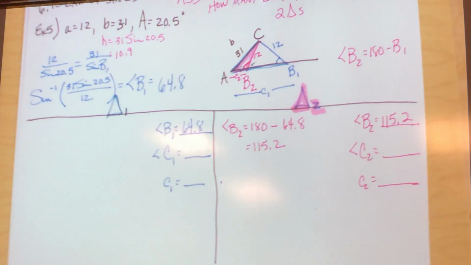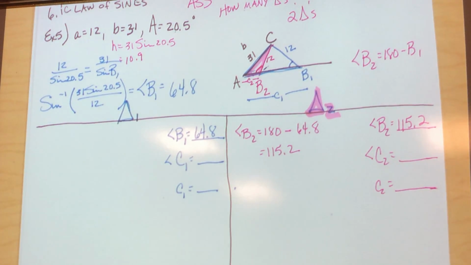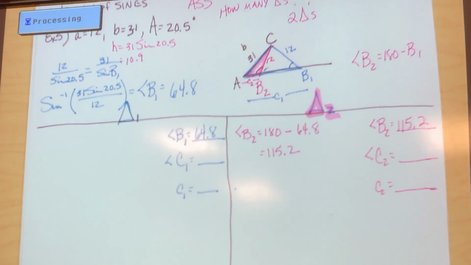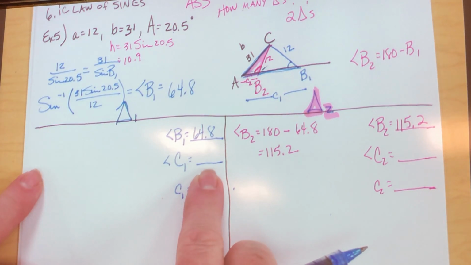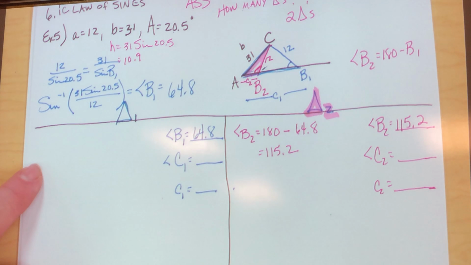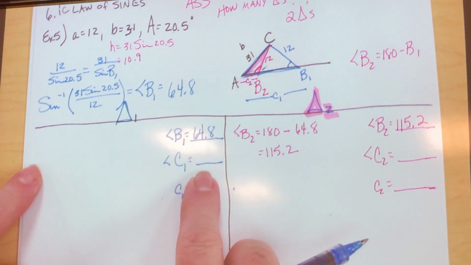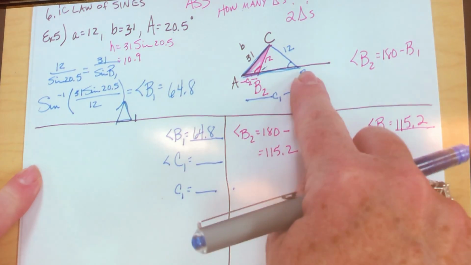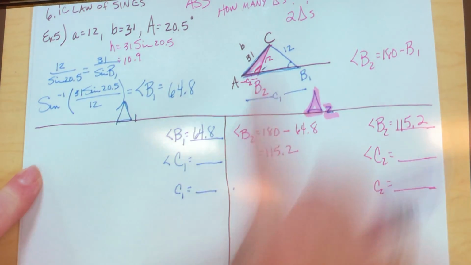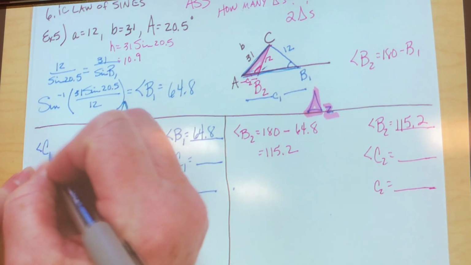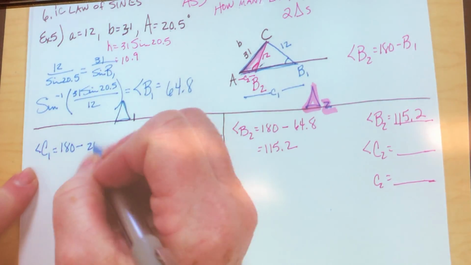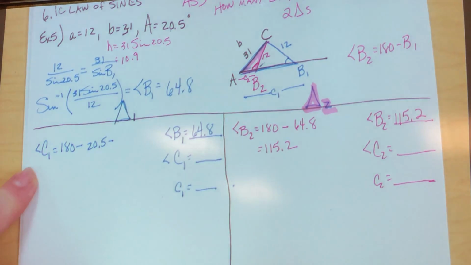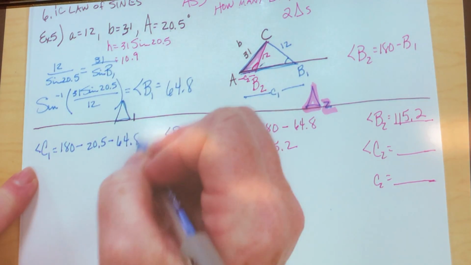Are you ready? All right, so now we're going to finish this problem. Y'all, we got 2 more problems to do. Good Lord. All right, so let's find angle C sub 1. How am I going to find C sub 1? You add up. Yeah, you know B and A, people. C's the only thing left. So angle C sub 1 is equal to 180 minus A, 20.5, minus B sub 1, 64.8.